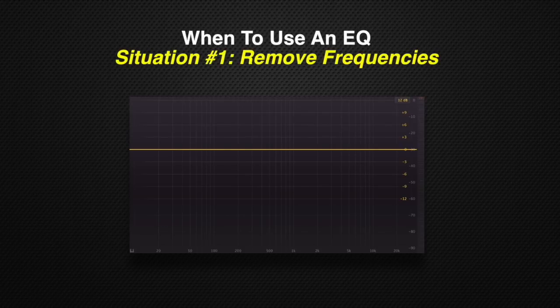And now the first situation in which I'll use EQing is to cut away frequencies. This is also called subtractive EQing. Now the reason that I'm going over subtractive EQing first is that I feel it is the most important type of EQing. A lot of less experienced producers will often use additive EQing or boosting frequencies more often than they use subtractive EQing.